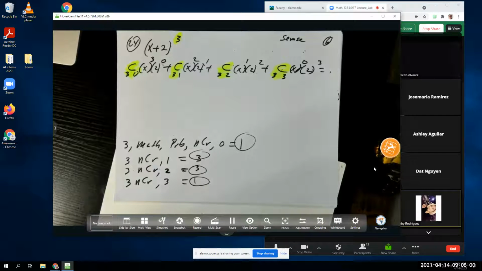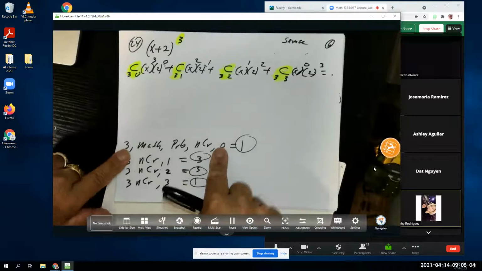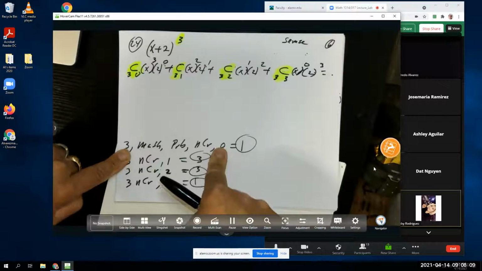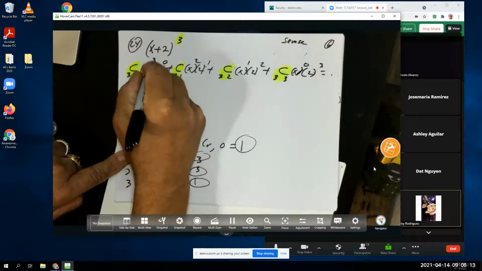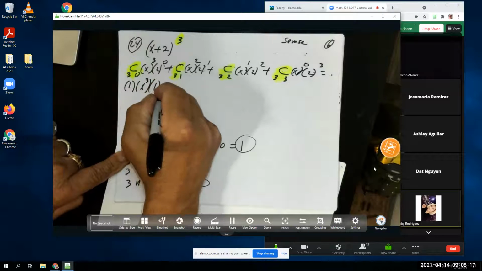Ready? So 3 NCR 0. What did you get for that? 1. The 1 here. And x to the 3 is just x to the 3, and any number to the 0 is always a 1.